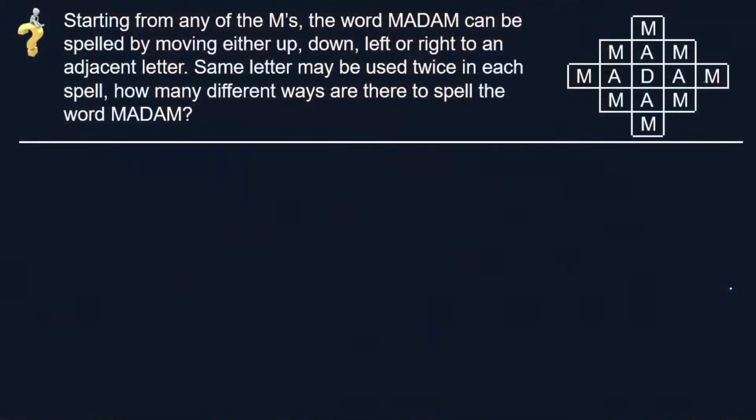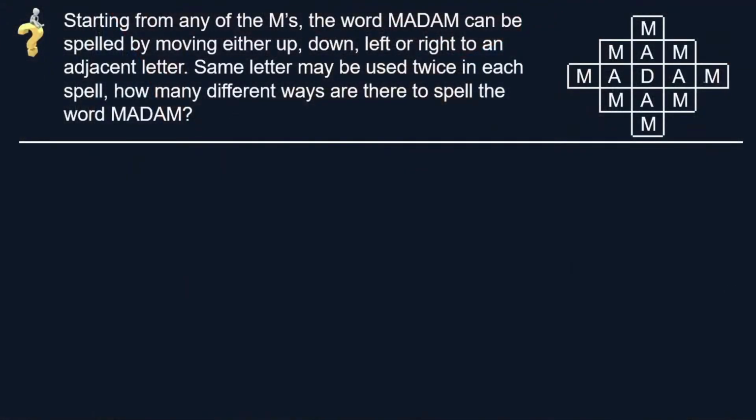Now what is the question? The question is you have to spell the word madam starting from M, and you can go either left, right, down or up. That is, you cannot jump any grid because they have already said that your movement will be either left, right, up or down to the adjacent letter. So you cannot jump any grid. This is number one condition. And number two condition, you cannot go diagonally also because you have to go to the adjacent grid, right?